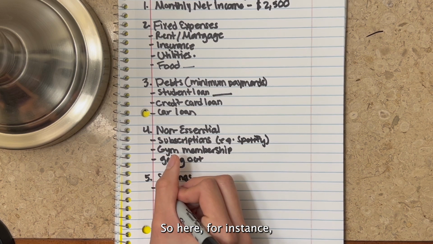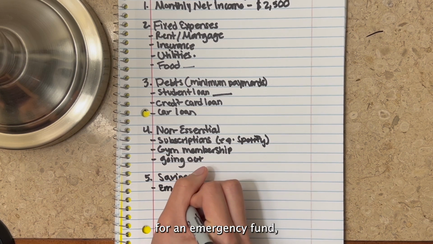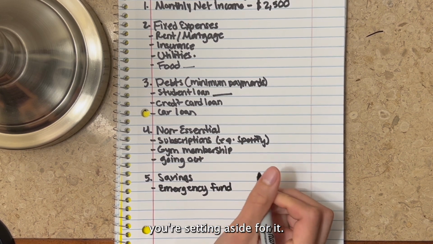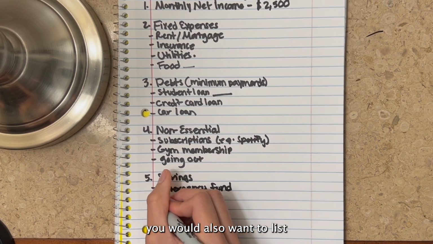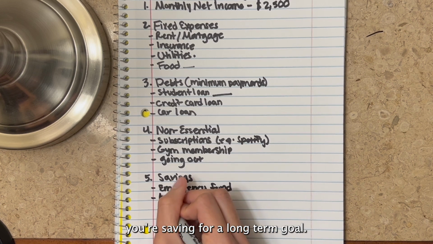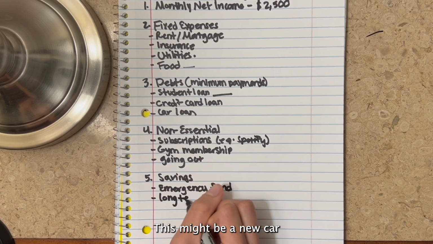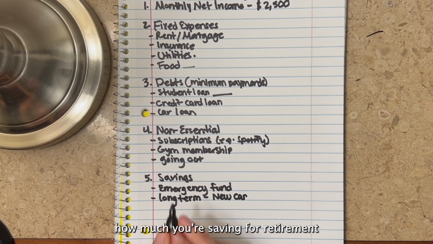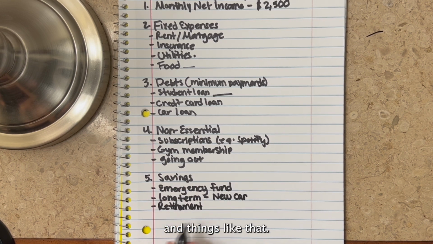So here, for instance, if you're saving money for an emergency fund, you would list how much money you're setting aside for it. Here you would also want to list any money you're saving for a long-term goal. This might be a new car in the future. Here you would also want to list how much you're saving for retirement and things like that.